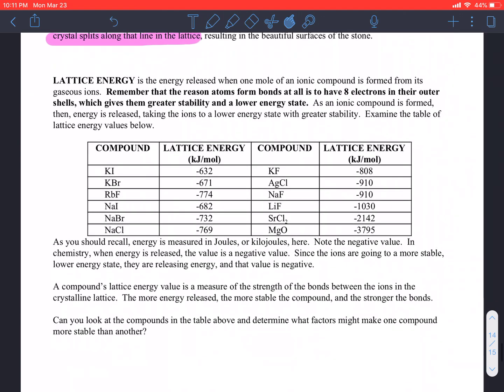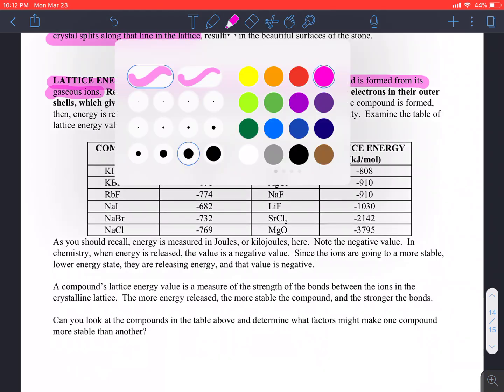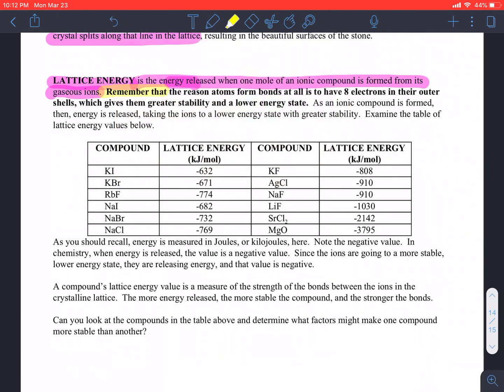Okay. Now, lattice energy. Okay, this is the energy that's released when 1 mole of ionic compound is formed from its gaseous ions. Remember that the reason atoms form bonds is to have 8 electrons in their outer shell, which gives them greater stability and lower energy state. I'm going to highlight that in a different color because that's pretty important.